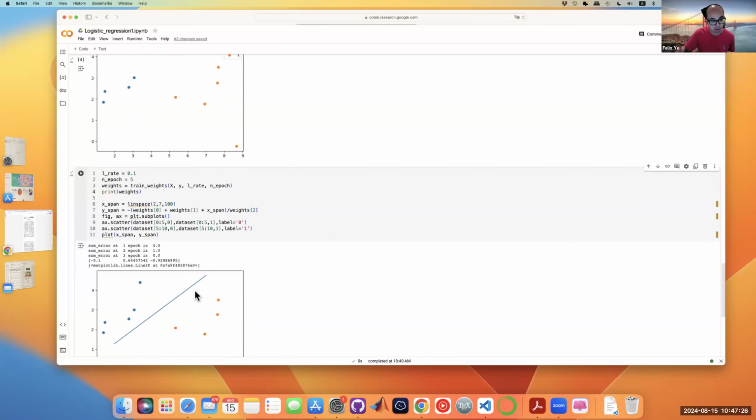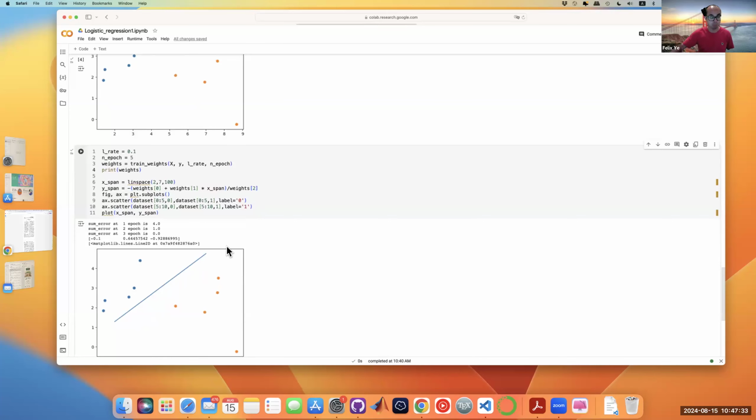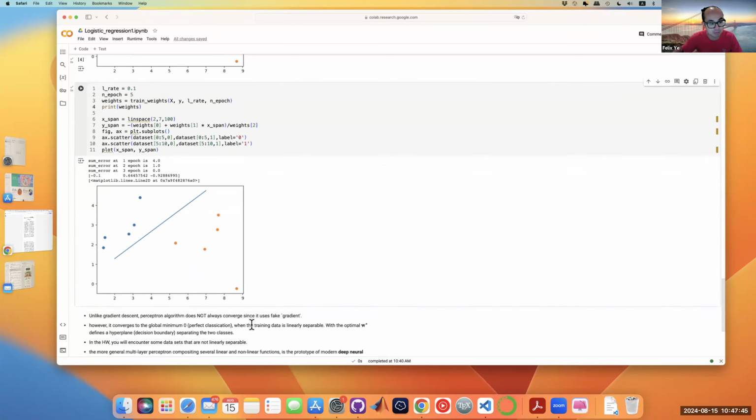We can actually plot this out. This is the line we're getting right here. So we can see, if we draw the line like that, these are my blue points and these are my orange points. It can perfectly separate these 2 data sets without any problems.